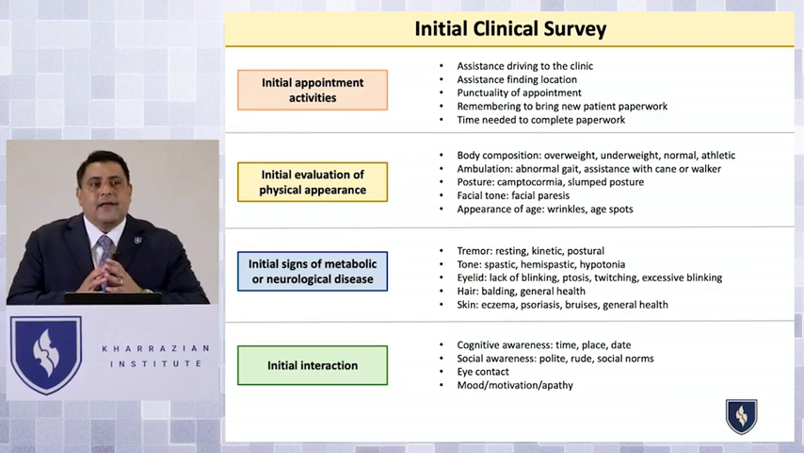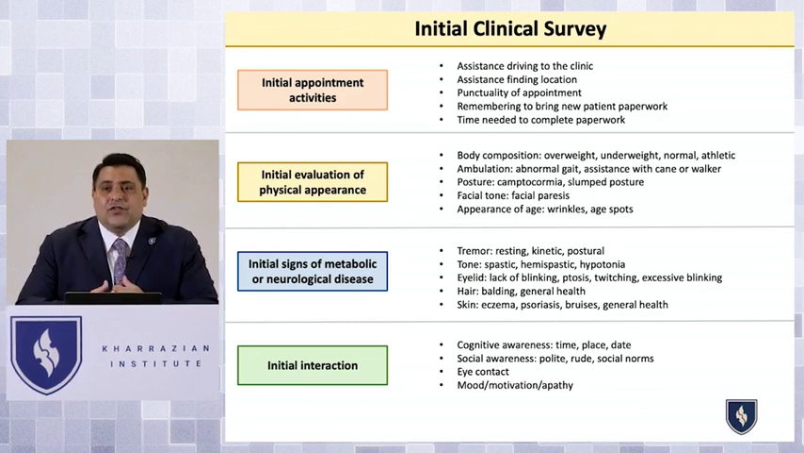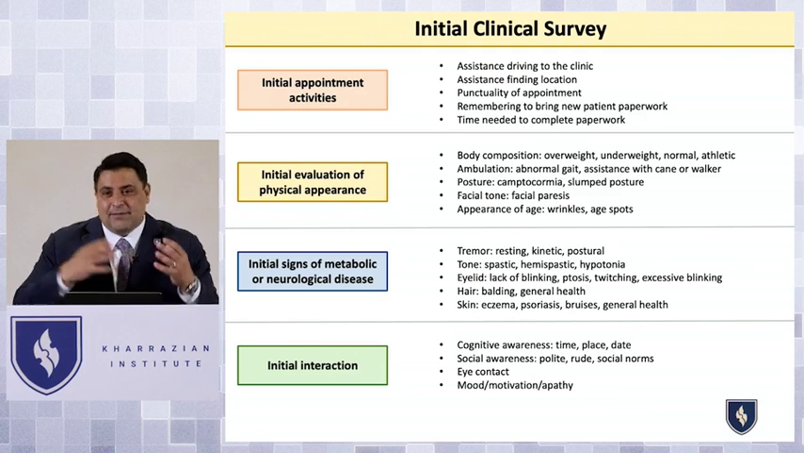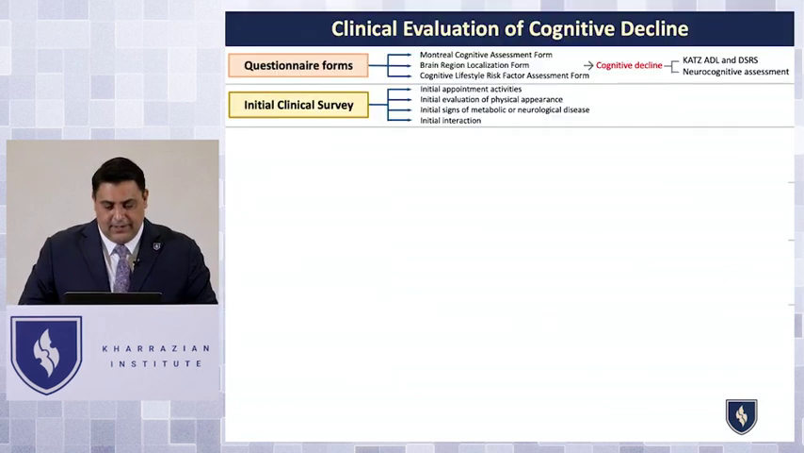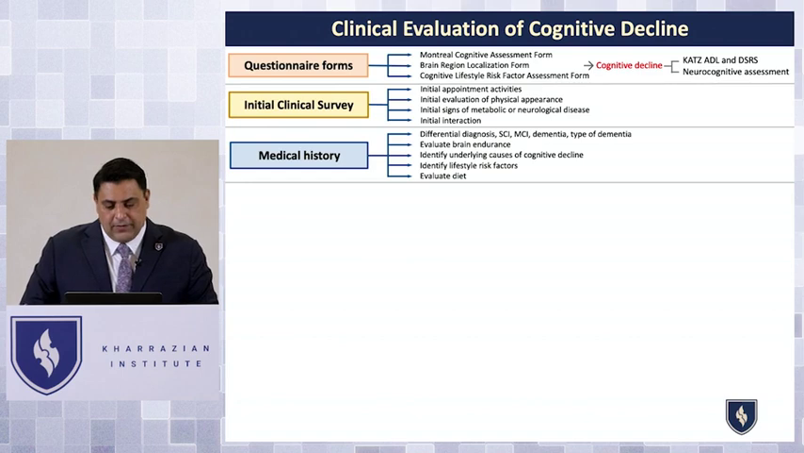So listen, from the time they send you their questionnaire forms for their appointment, ideally you have that ahead of time, so make sure you have it in your office, and then you do that initial clinical survey, you have a lot of information to start thinking about what the mechanisms are for the cognitive decline. And then from there, you go into your medical history. Part of the goals of your medical history are to differentially diagnose and evaluate brain endurance and identify underlying causes and lifestyle factors and evaluate diet in much more depth than you can get from the questionnaire forms.